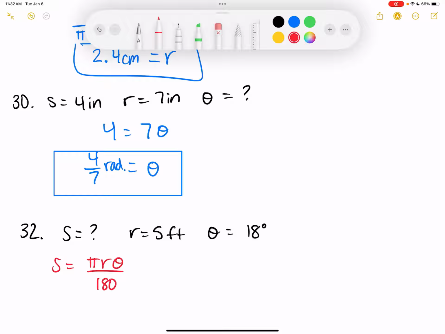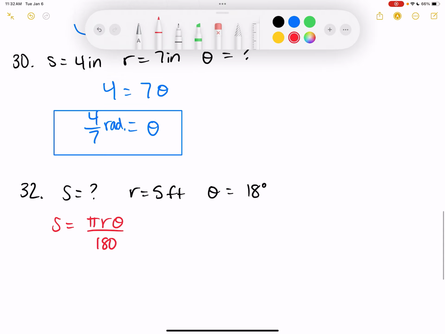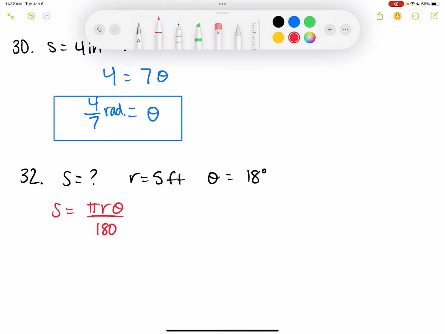So all they have done is taken my S equals r theta and multiplied it by my conversion factor of pi over 180. So it's really up to you if you want to memorize 2 formulas or just convert first. Historically, like last year, all we did was convert first. But I'll use the formula on this one just because why not? So I've got pi times 5 times 18 over 180.